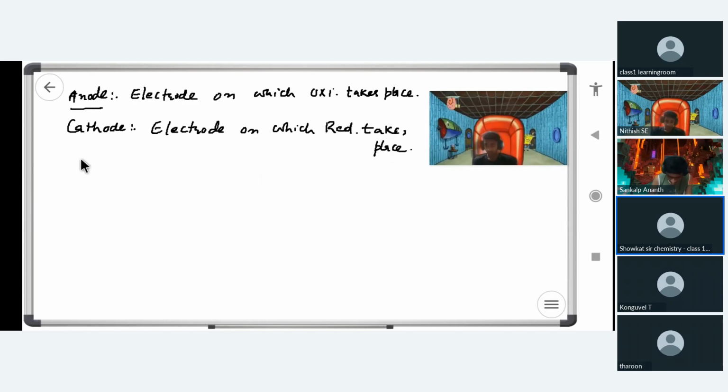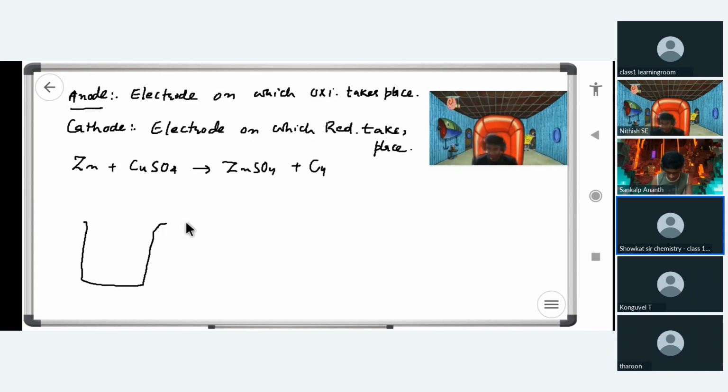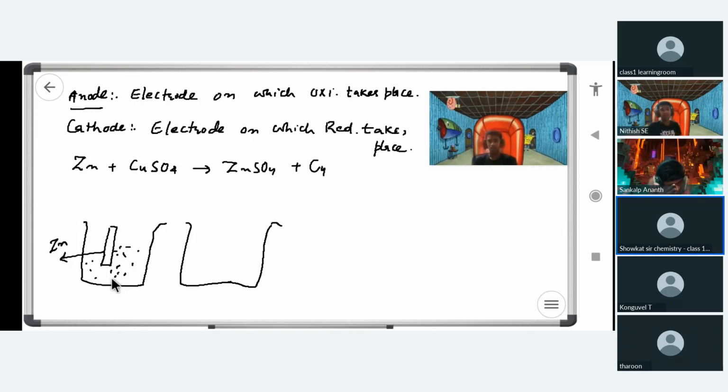Now I will tell you in detail how electricity gets produced and what the requirements are. This was our reaction, the formation of zinc sulfate and copper. We have one beaker and another one. These are the two half cells. In one, we are dipping a zinc rod in zinc sulfate solution. This zinc rod will act as the anode.